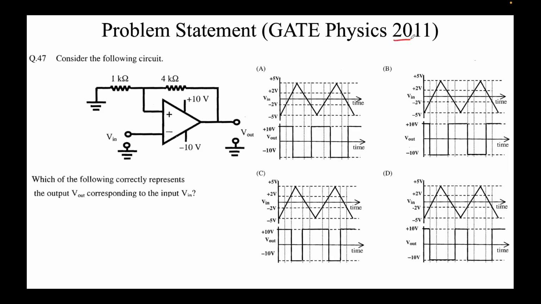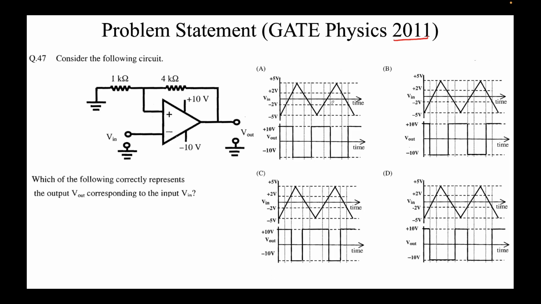The problem statement from GATE Physics 2011 reads as follows. Consider the following circuit. In this circuit, we have been given an operational amplifier with a few resistors and an input voltage, and we're taking the output over at this node. The question says, which one of the following correctly represents the output V out corresponding to the input V in?